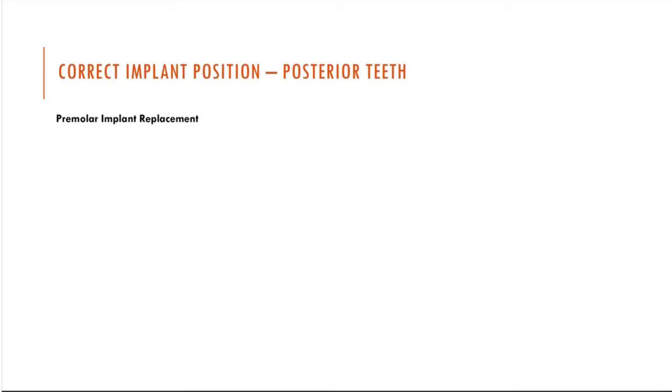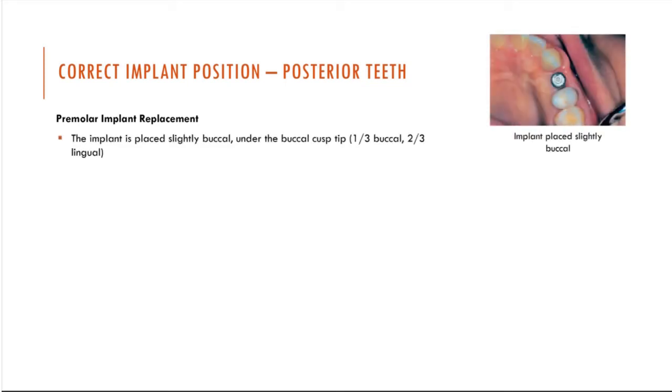For the premolar implant replacement, the implant is placed slightly buccal under the buccal cusp tip, 1/3 buccal and 2/3 lingual. This improves the cervical emergence profile, ensures a proper aesthetic result, and avoids a ridge lap crown.